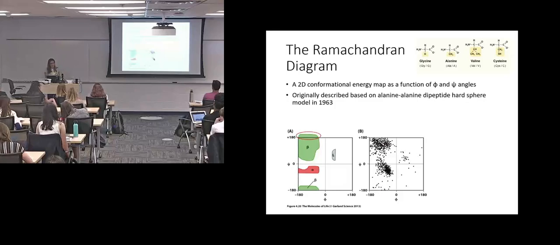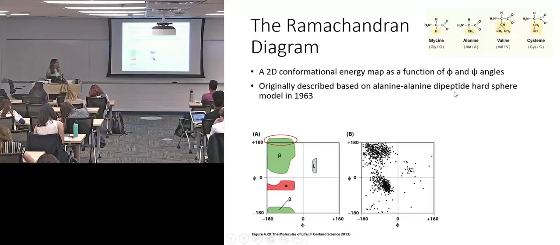Diagram, or a Ramachandran plot if you are unfamiliar. Okay, this is an energy map shown as a function of phi and psi angles. It was originally described in 1963 by someone named Ramachandran. Surprise, surprise. In the supplemental resources, the seminal paper that describes this plot and shows the first one is given. It's again a short paper, if you're interested in that reading.